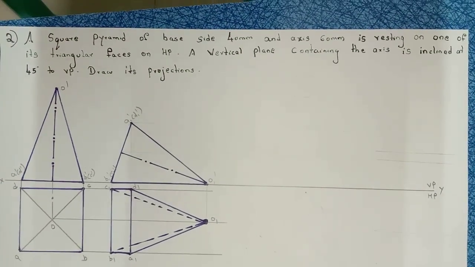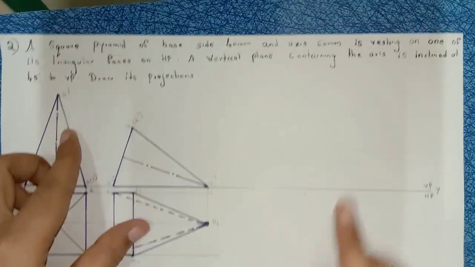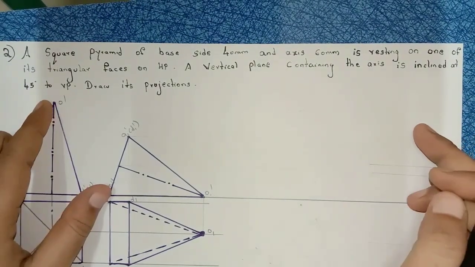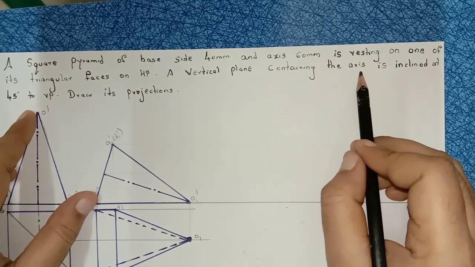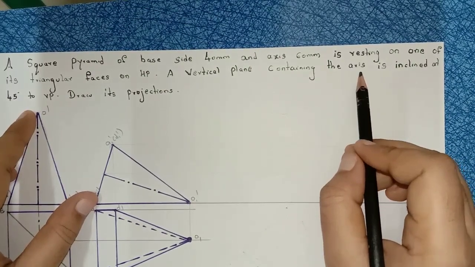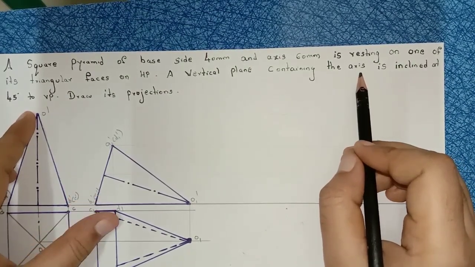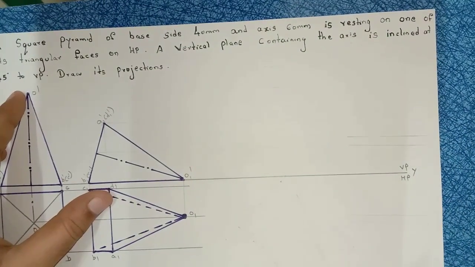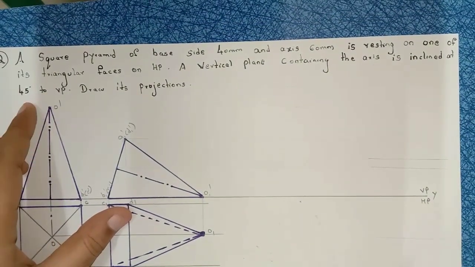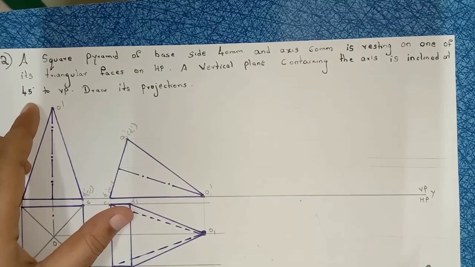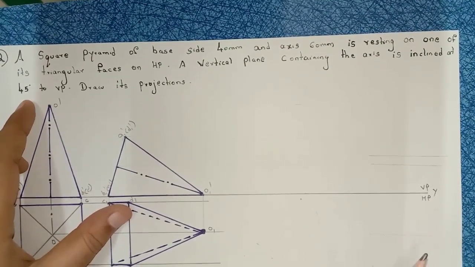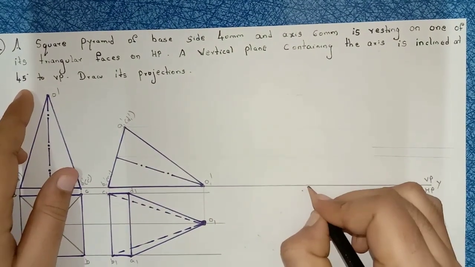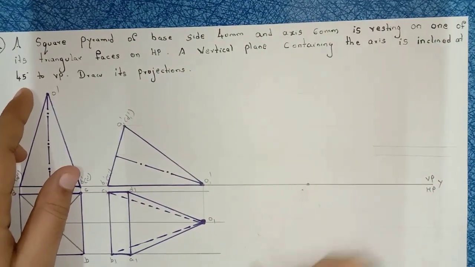Now after that they mention the angle here, axis is inclined at 45 degrees to VP. So clearly they mentioned axis is inclined at 45 degrees to VP, which means I have to construct the angle here. I am considering the base and taking the base at a 45 degrees angle. Right, so same process, I am marking a point on the reference line.